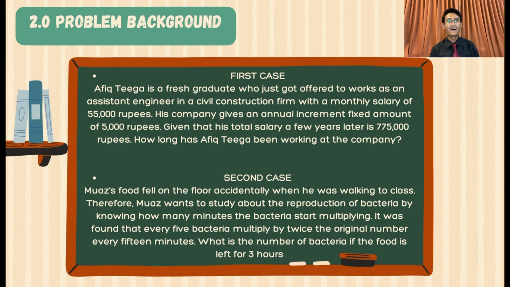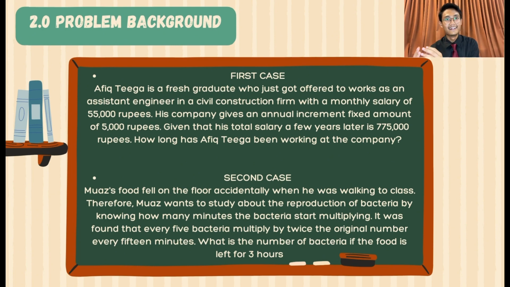Now we're going to talk about the problem background. In the first case, Afiq Tega is a fresh graduate who just got offered to work as an assistant engineer in a civil construction firm. With a monthly salary of 55,000 rupees, his company gives an annual increment of a fixed amount of 5,000 rupees. Given that his total salary a few years later is 775,000 rupees, how long has Afiq Tega been working at the company?